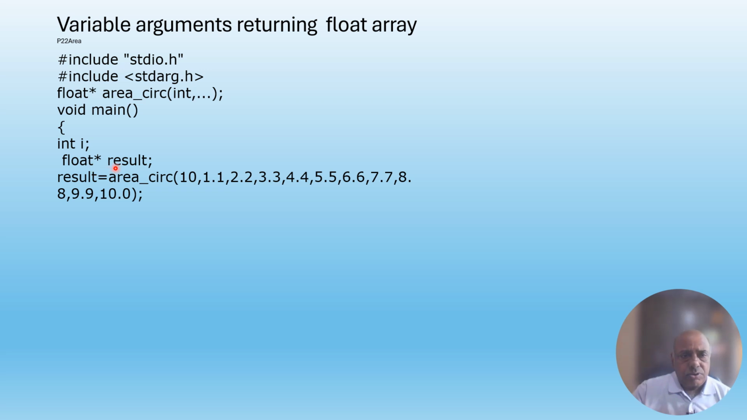We have declared float *result as a float pointer in main, and to this float pointer we are going to assign the pointer returned by this call area_circ. 10 is the number of optional arguments I am going to pass. These optional arguments are 1.1, 2.2, etc. up to 10.0. So all these 10 optional arguments and one fixed argument will be passed to the function area_circ.